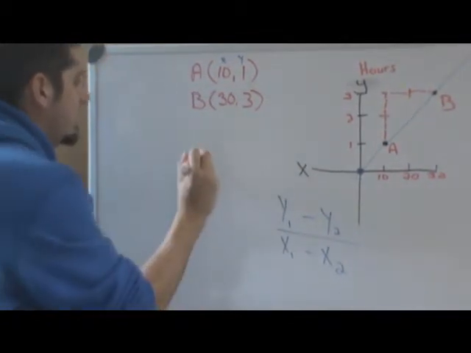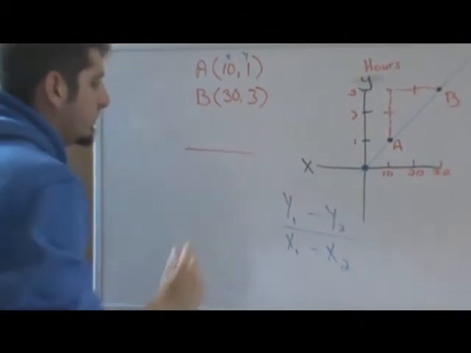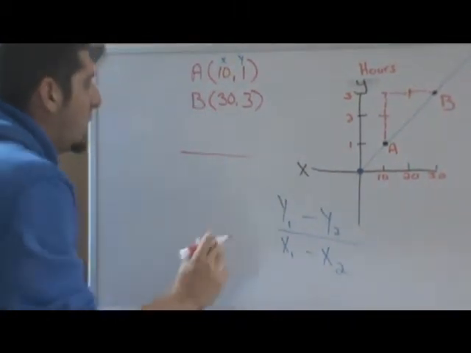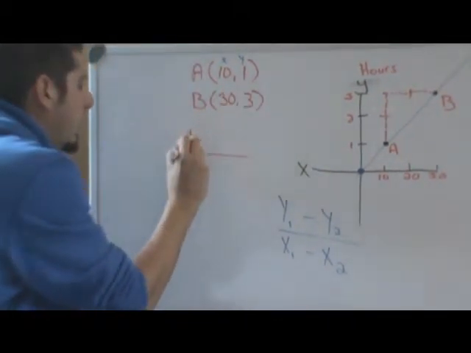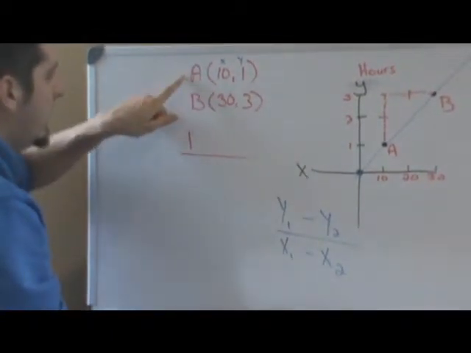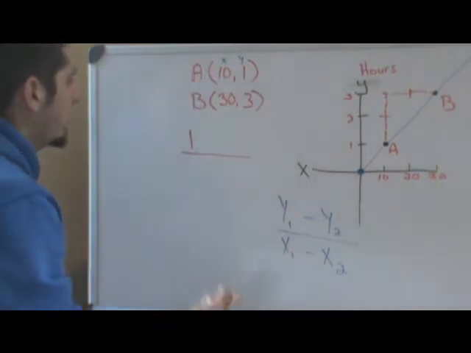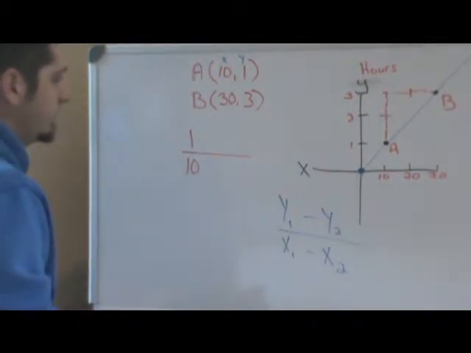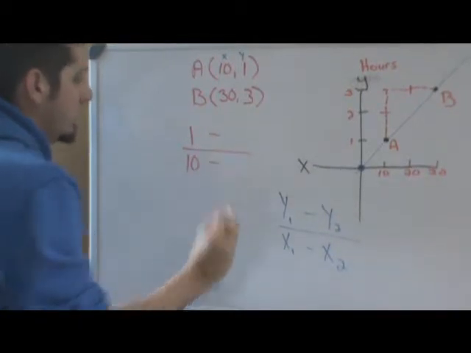So, in this case, I'm going to choose to replace y1 with the y coordinate of A. Now, because I've replaced y1 with the y coordinate of A, my x coordinate of A has to go directly underneath it. Put in your minus signs.